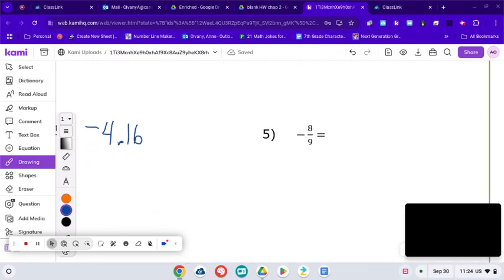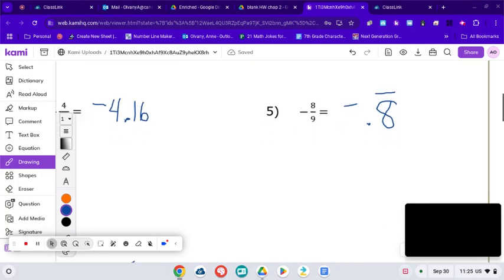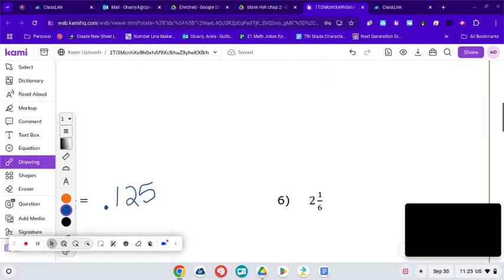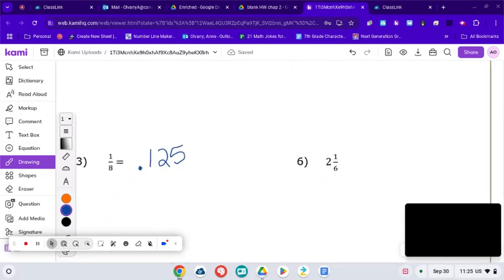For number 5, I'm going to hit the negative and then the fraction. 8, arrow down, 9, arrow over, double arrow key. Now this one's repeating, so it's going to be negative point. The thing that's repeating is the 8, and notice that the 8 repeats more than 3 times, so you know that it is a repeating decimal. And that 9 at the end is just because your calculator ran out of spots.